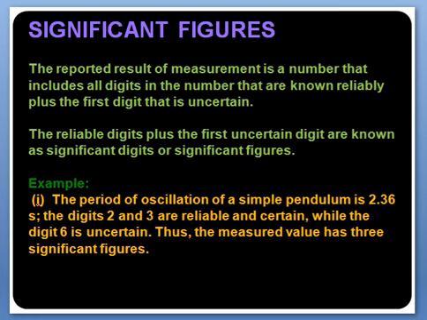So in the case of 2.36, the measured value has 3 significant figures. One is 2, the other is 3, and the last one is 6. So there are 2 certain digits and 1 uncertain digit.